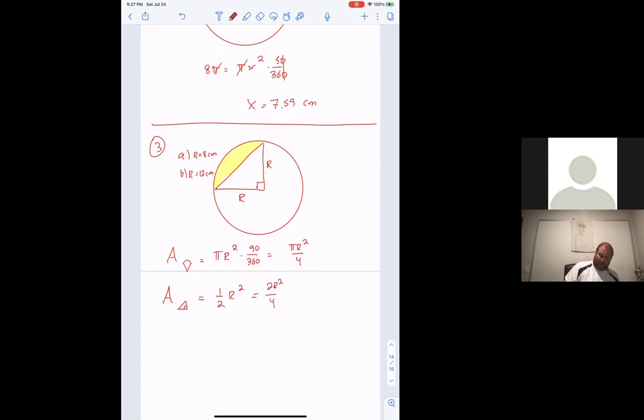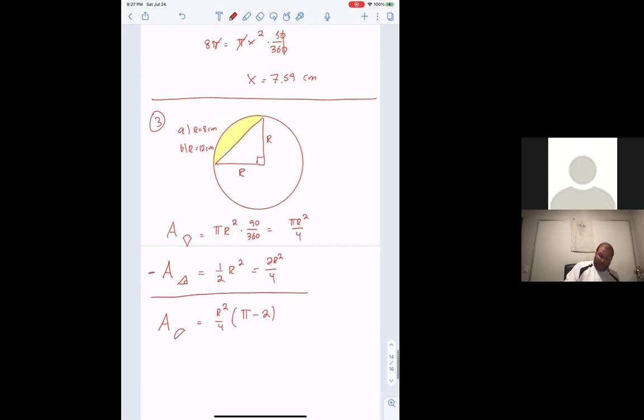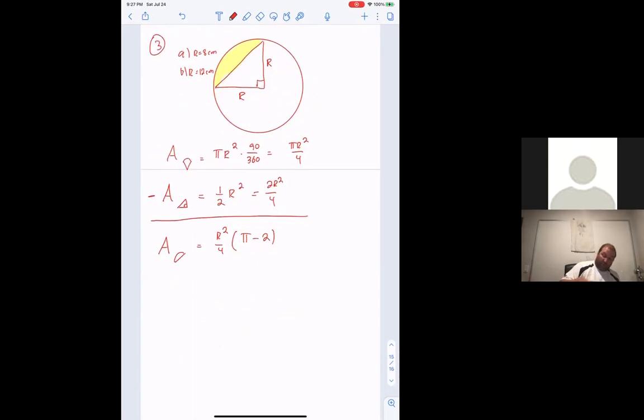So it's just r squared over 2, or 2r squared over 4. That seems to complicate things, but the reason I did that is because we're going to subtract these off to get the area of the tip, which is therefore r squared over 4 times pi minus 2. R squared over 4 is in both, so pi minus 2.